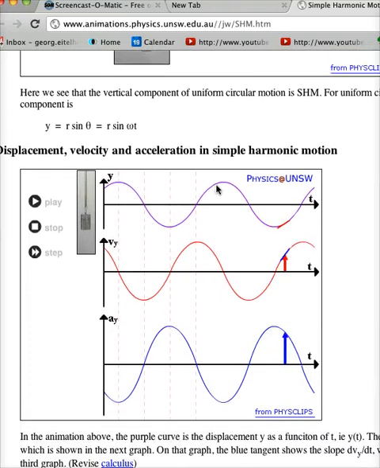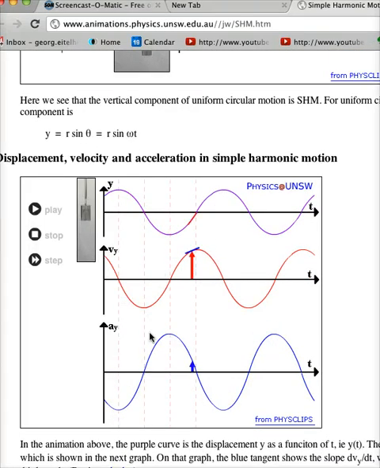Now here's an example. This might look complicated to begin with, but let's just look at the purple graph to begin with. The mass is bobbing up and down, and the graph shows where the mass is at different times. We can also notice that at the ends of its displacement, where its displacement is a maximum or a minimum, we have a situation where the velocity becomes zero. So look at the top, the velocity is zero. At the bottom, the velocity is zero.